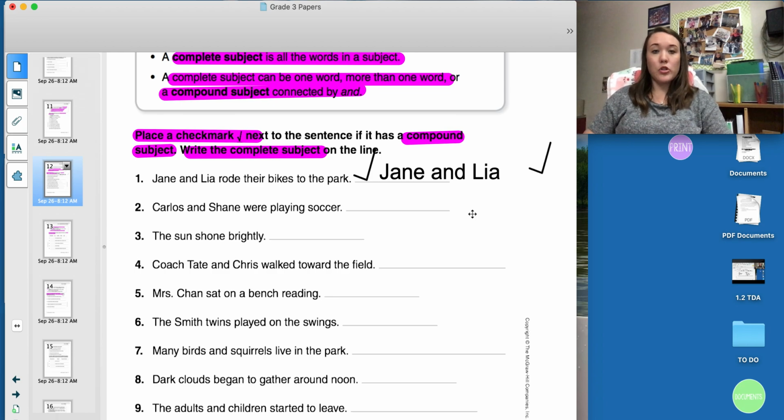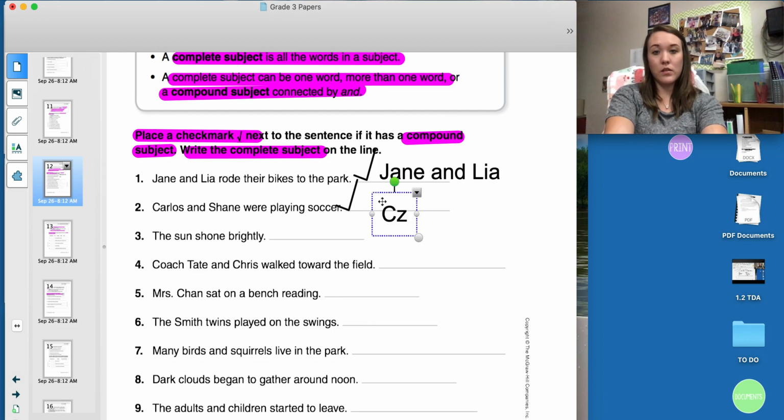Let's take a look at number 2. Number 2 says, Carlos and Shane were playing soccer. Again, I need to ask myself, does this sentence have a compound subject? Is this sentence about more than one person, place, or thing? This sentence does have a compound subject, so I want to put a check mark next to it because it's about Carlos and Shane. So on the line, I'm going to write my complete subject, which is Carlos and Shane.